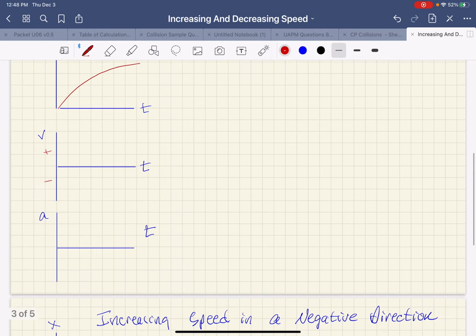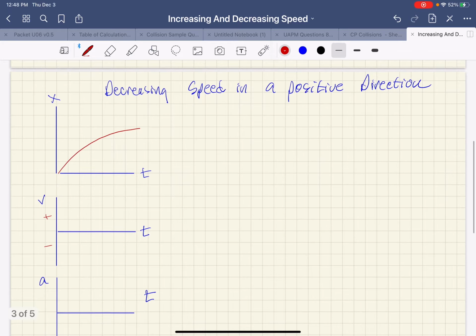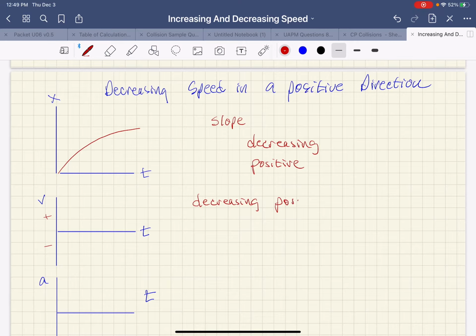Let's go on to the next one. Decreasing speed in a positive direction. That's what the position time graph looks like. I can look at the slope of this line. The slope of this line is decreasing. Starts out with a really big slope, ends up with a smaller slope, and the slope of this line is also positive. This tells me that I will have a decreasing positive velocity.